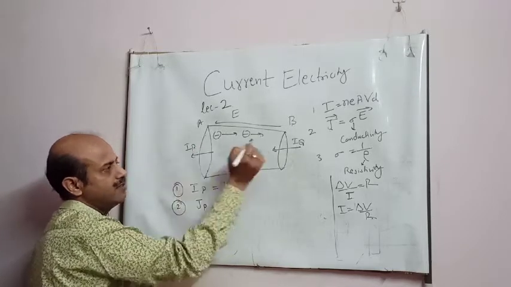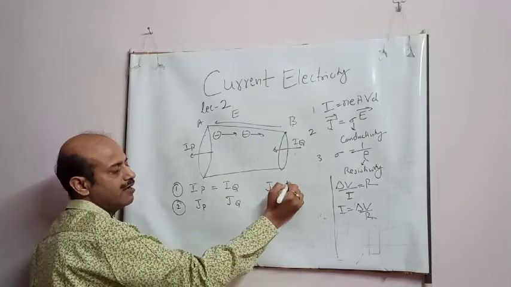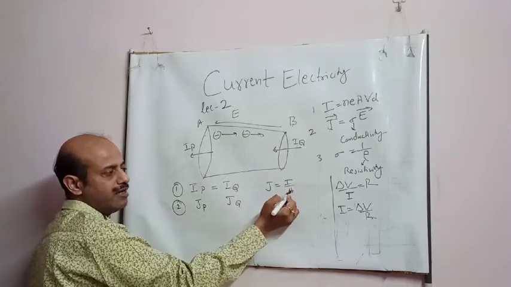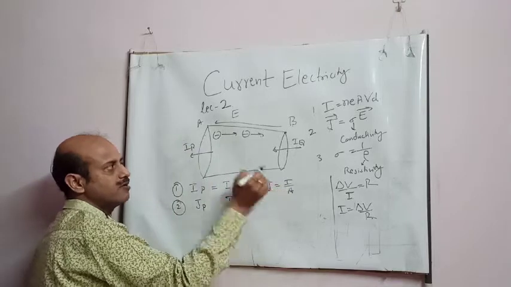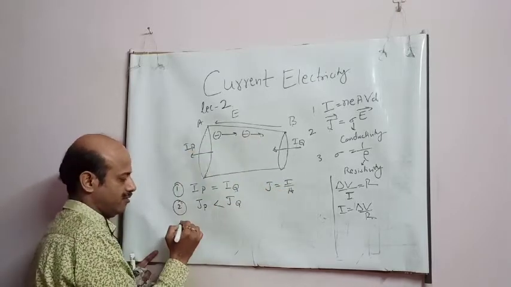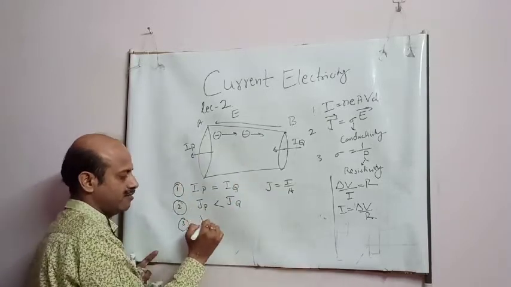This is JP, this is JQ. Now student, current density is given by current per unit area. Now current is same in both, but area AP is higher. This area is higher than this, so current density here will be less than this. So current density is less. Third, student, drift velocity at P and Q, that is VP and VQ.